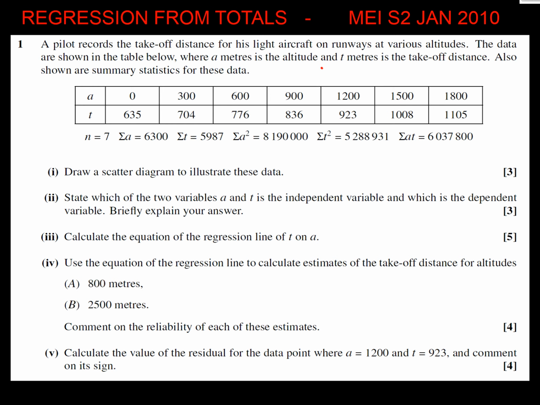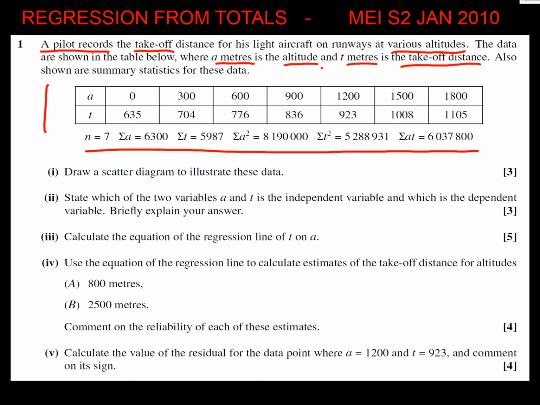So as ever, first thing we do is I read the question. A pilot records the takeoff distances for his light aircraft on runways at various altitudes. The data is shown in the table below, and A in meters is the altitude of the runway and T is the takeoff distance. Also see below some summary statistics, there they are.